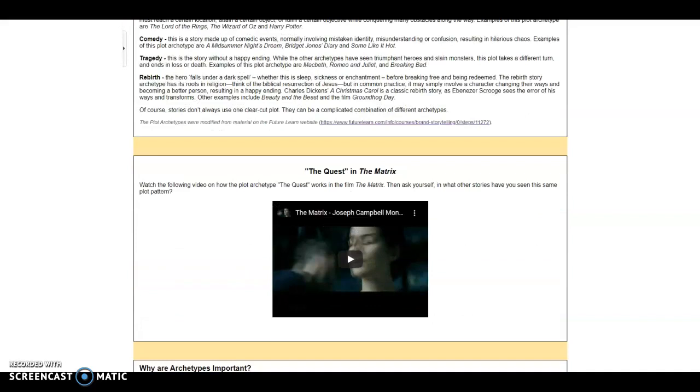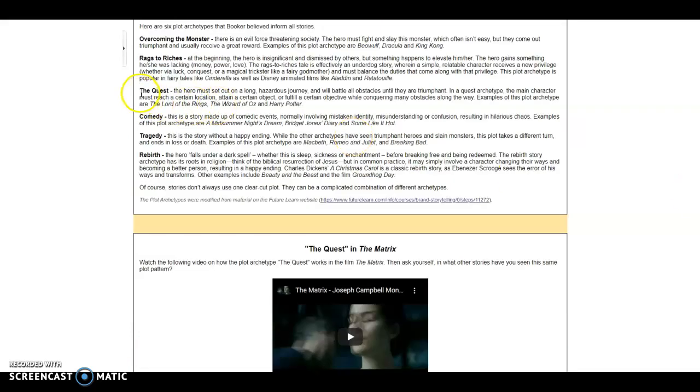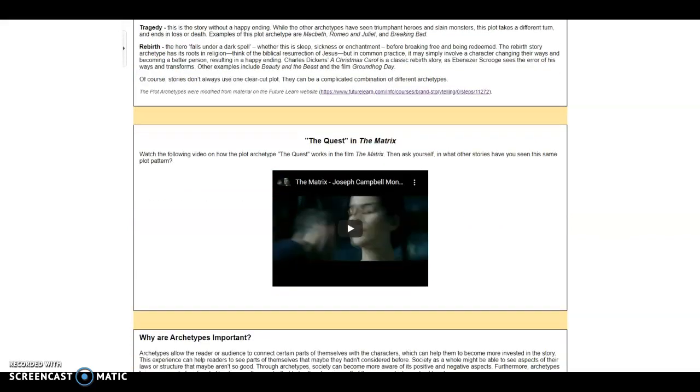To give you an example of a specific plot archetype, we have the quest. So taking this plot archetype, the quest, and showing how it works in the movie The Matrix. And so take a look at this video. I believe it's a producer of The Matrix who explains the plot archetype and how it works throughout the movie.